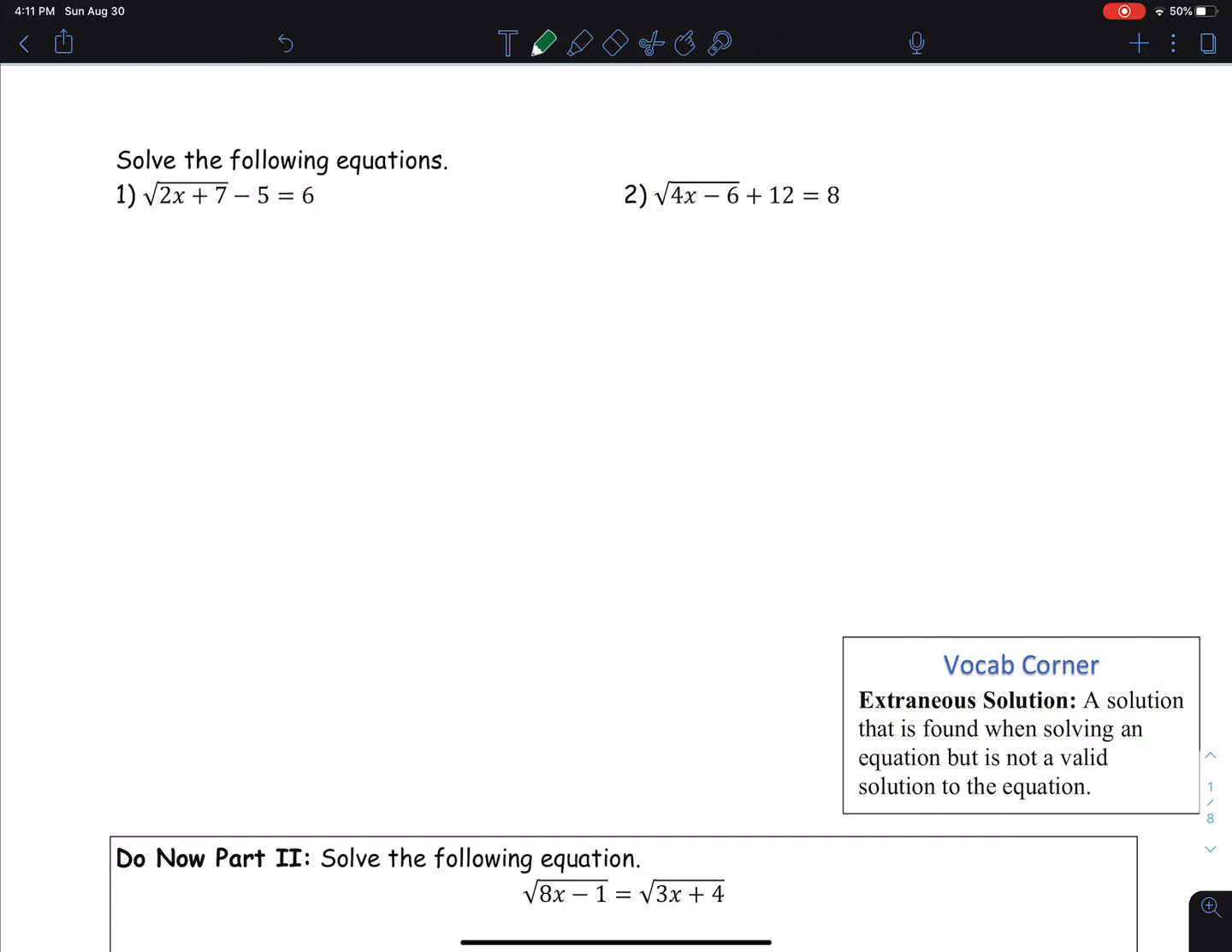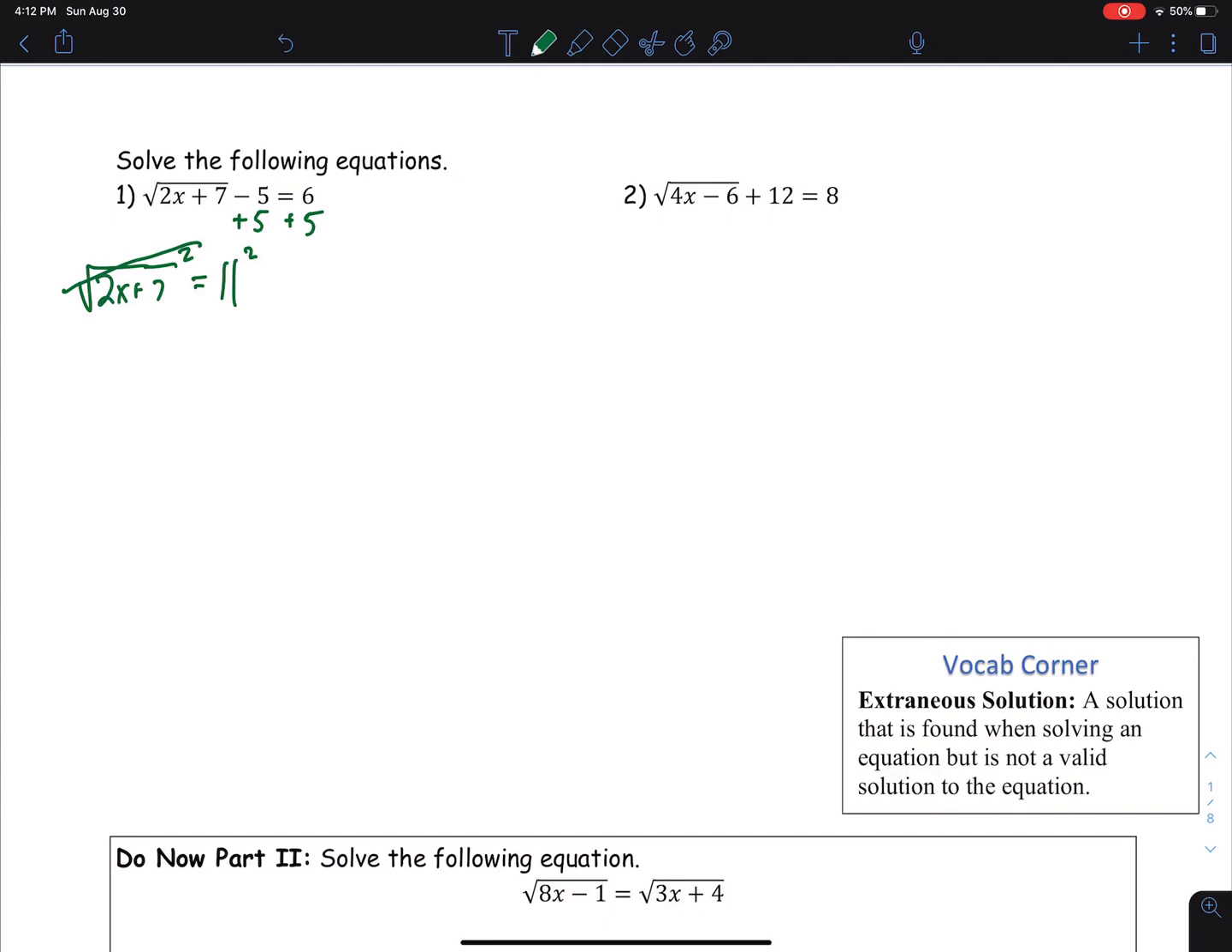the square root of 2x plus 7 minus 5 equals 6. So that entire left side of the equation is not underneath the square root. We want to get the square root alone first. So I'm going to add 5 to both sides. And now I have square root of 2x plus 7 equals 11. Now we have the square root by itself. So I'm going to now do what we did in the do now, and I'm going to square both sides of the equation, because squaring is the inverse operation of square rooting, and that allows us to cancel the square root and the square.